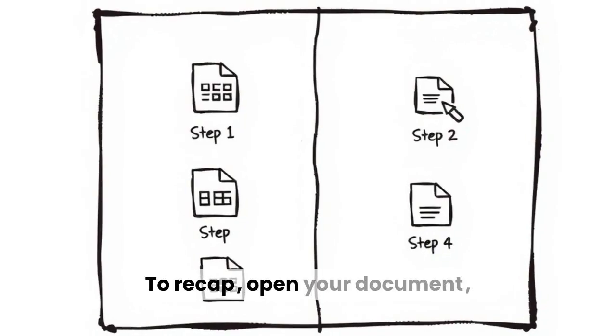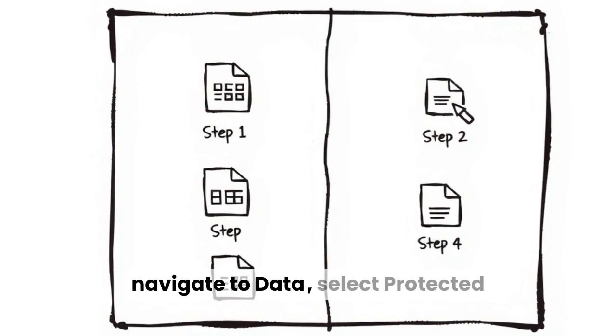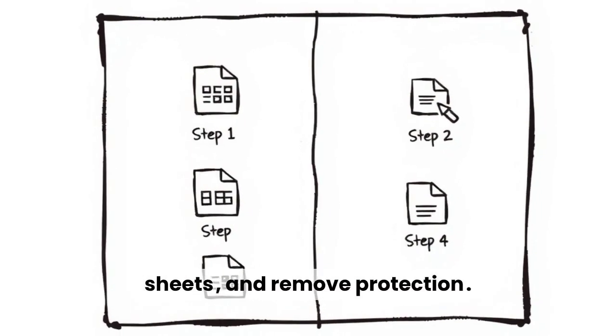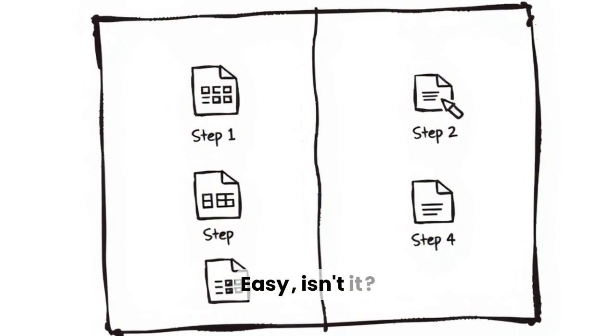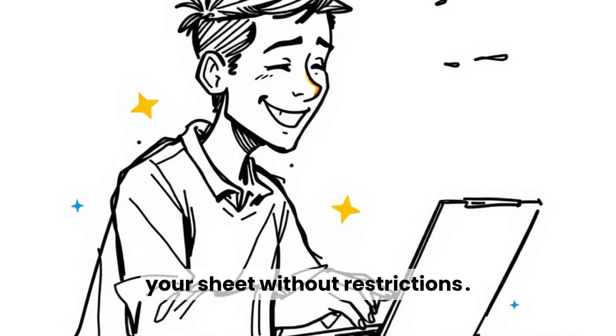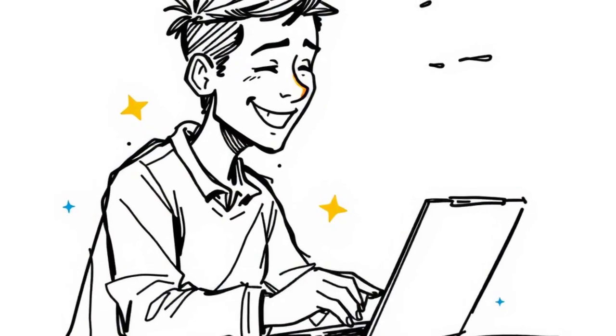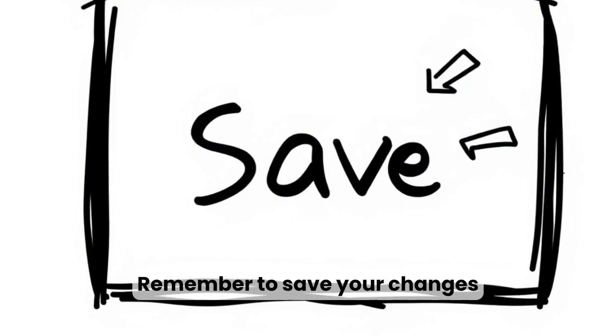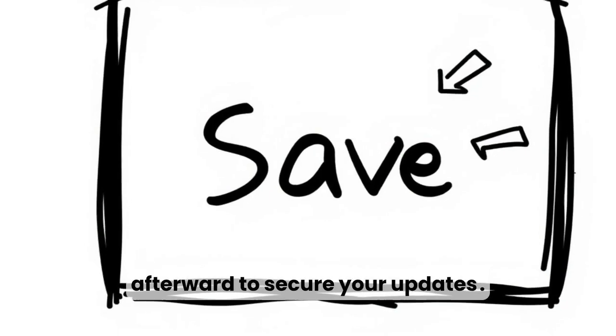To recap, open your document, navigate to Data, select Protected Sheets, and Remove Protection. Easy, isn't it? Now, you can freely edit your sheet without restrictions. Feel empowered to manage your data better. Remember to save your changes afterward to secure your updates.